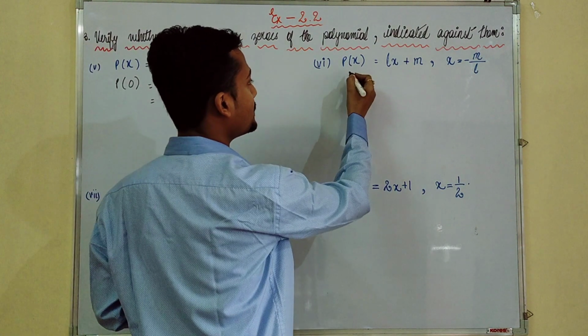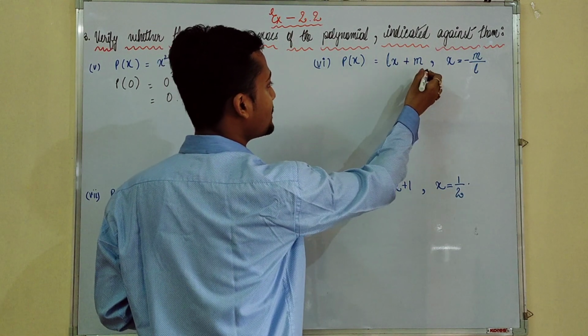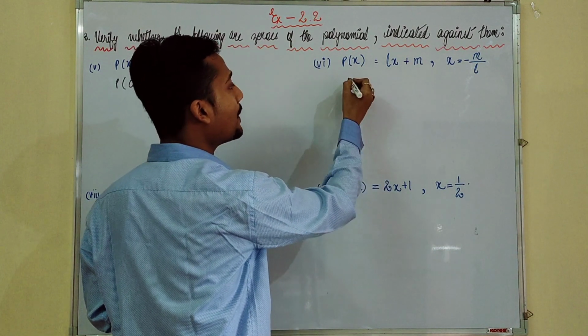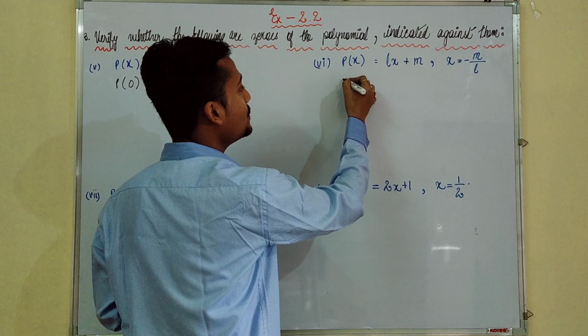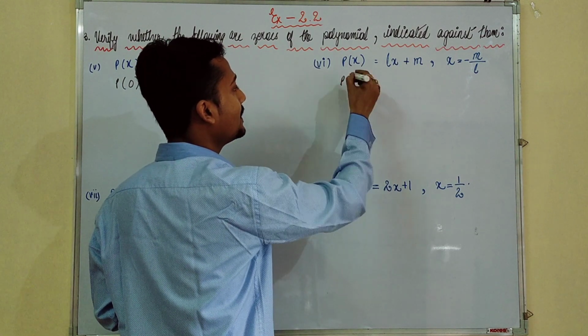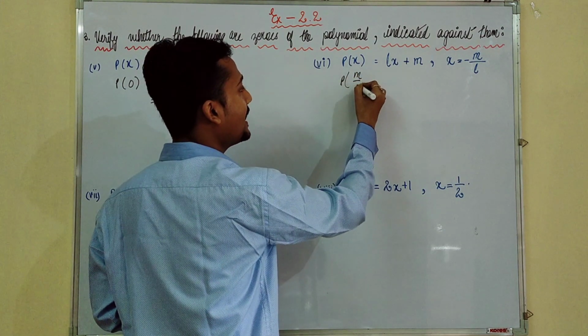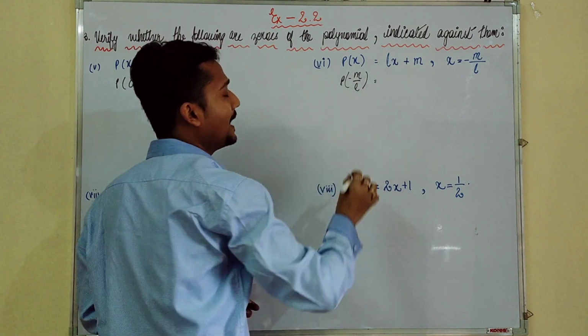We will move on to the next question, that is Px is equal to lx plus m, and x is equal to minus m by l. So P of minus m by l is equal to l into minus m by l plus m.